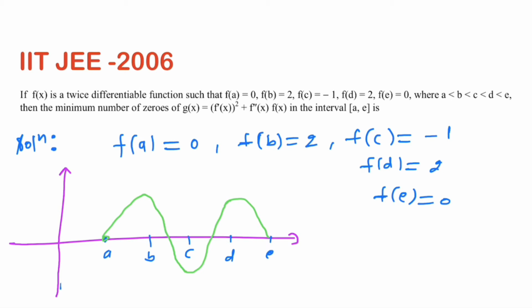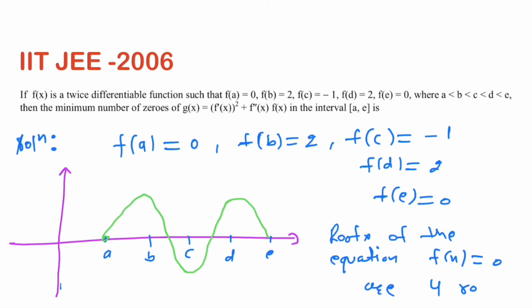It is also given that this is a differentiable function. That's why the roots of the equation f(x) = 0 are, indirectly given, at least 4 roots. The least number of roots of the equation f(x) = 0 are 4 roots. Okay, you must know, 4 roots.